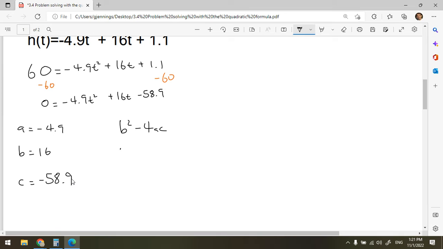B squared, so we're going to have 16 squared minus 4 times negative 4.9 times negative 58.9. You see it now? B squared minus 4ac. See how this is going to be negative? Just get like an intuitive sense that this number is still negative because it's got 1, 2, 3 negative signs in it. When I multiply 3 negatives together, I get a negative back because it's an odd number of negatives.